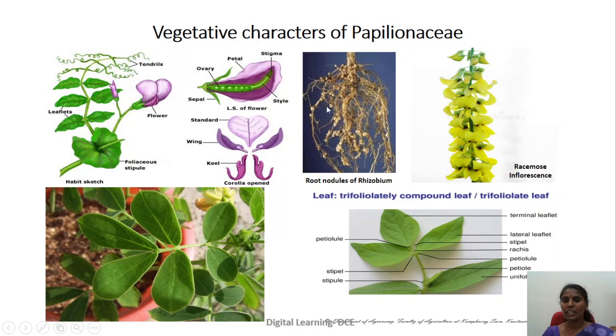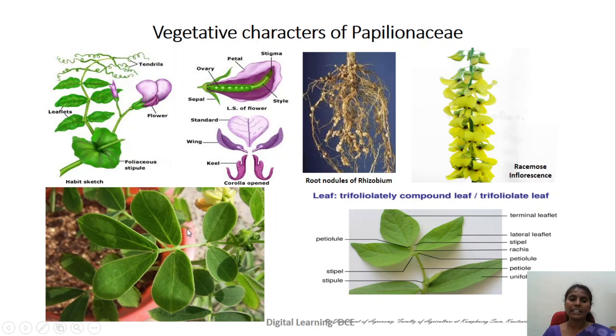In this diagram we can observe the branched taproot system with root nodules, which in turn enclose a nitrogen fixing bacteria called Rhizobium. Here we can see the racemose type of inflorescence where the main axis keeps on growing and the flowers are arranged in acropetal succession, with older flowers at the base and younger ones at the top, and the opening of flowers is centripetal.